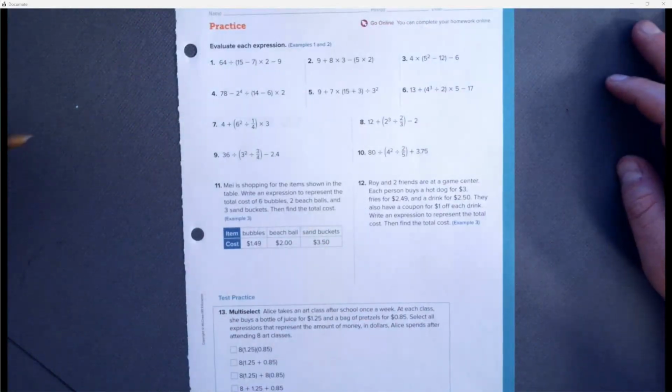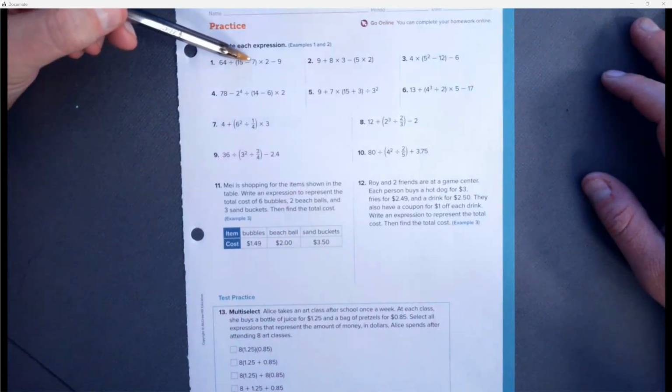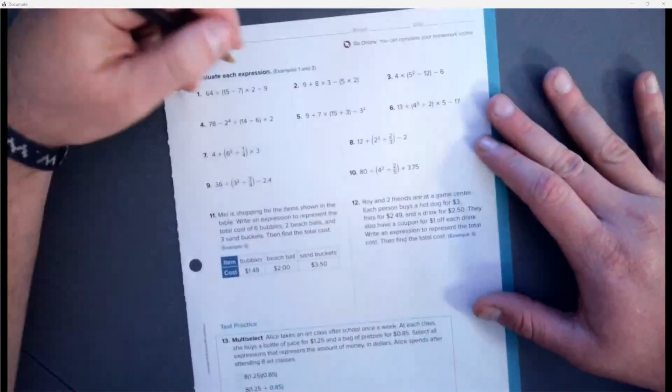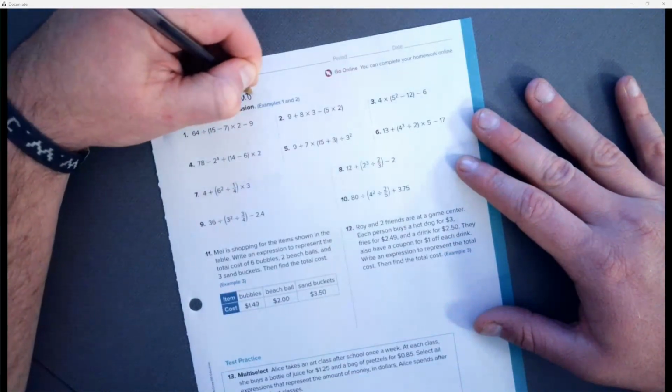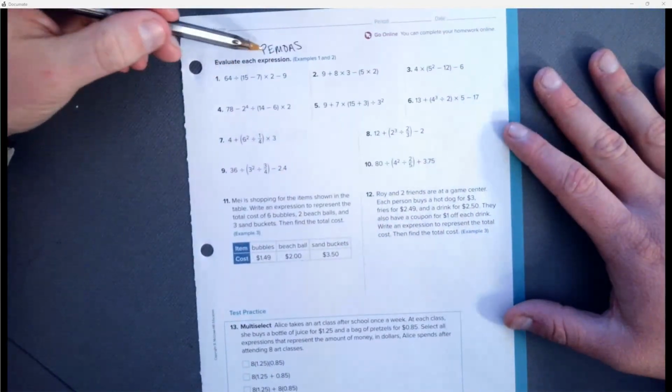Number 1 on the practice page. 64 divided by (15 minus 7) times 2 minus 9. Well, since we know we're doing PEMDAS for our order of operations, go ahead and write that there to have a friendly reminder. Okay, so I'm going to look at parentheses first.